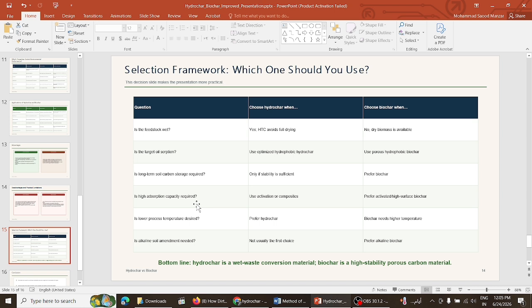And also you can see here, is the feedstock wet? Yes for hydrochar, no for biochar. For targets of oil, use optimized hydrophobic hydrochar, and use porous biochar. And the other one, you can see I discussed always about activation or no activation, which can be used for long-term soil carbon storage, and which is alkaline and which is not.